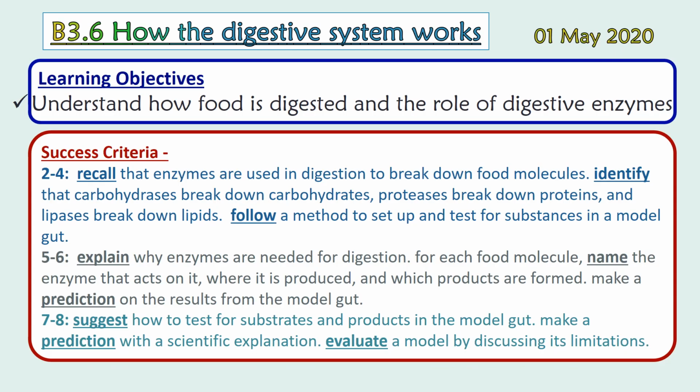Okay, so what do we need to leave this lesson knowing? We need to know or recall some of the enzymes that are used in digestion. We have mentioned some of them so far. We also need to know a couple of examples of the groups of enzymes. We need to explain why enzymes are needed for digestion, and which enzyme breaks down which food group. And also thinking about how we can test substrates and products in a gut.